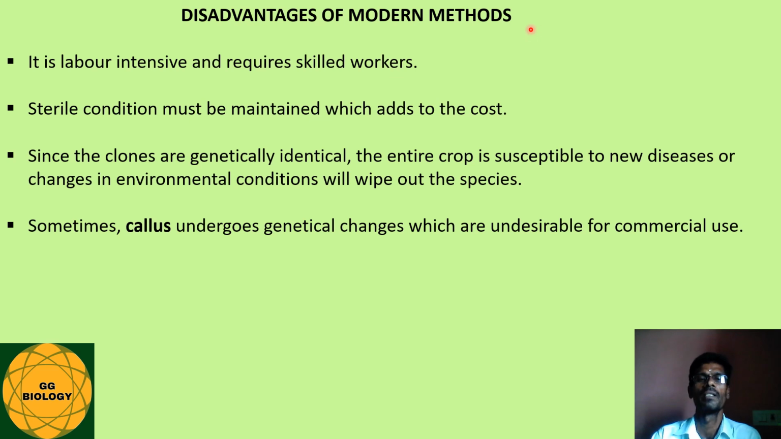Disadvantages of modern methods. It is labor intensive and requires skilled workers. This is always very important. It needs skilled workers to do this actual process. Sterile conditions must be maintained, which adds to the cost and is also expensive. Since the clones are genetically identical, the entire crop is susceptible to new diseases, and changes in environmental conditions can wipe out the species. Because they are genetically uniform and the same, the entire crop is affected by a particular disease, and they cannot adapt to environmental changes, so the plant species can get wiped out easily.